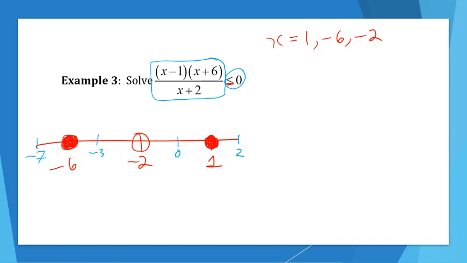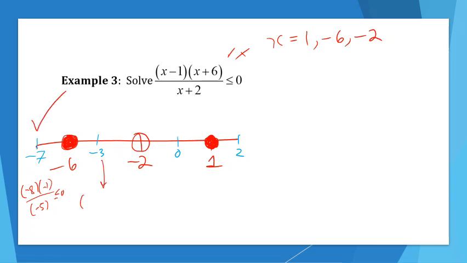All right, now let's plug them in. So we're plugging them into that function, really just seeing if you get a negative number. If you do, it's a check mark. If you don't, it's an X. So plugging -7 in here, you should get -8 times -1 over -5. This is going to be a positive over a negative, which is a negative, which is less than 0. So that's going to be a check mark.